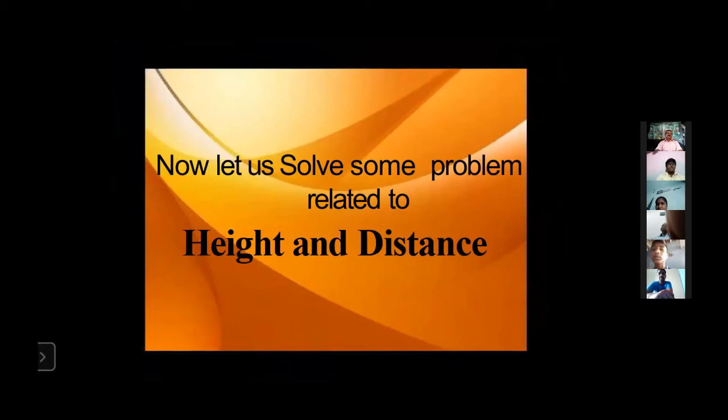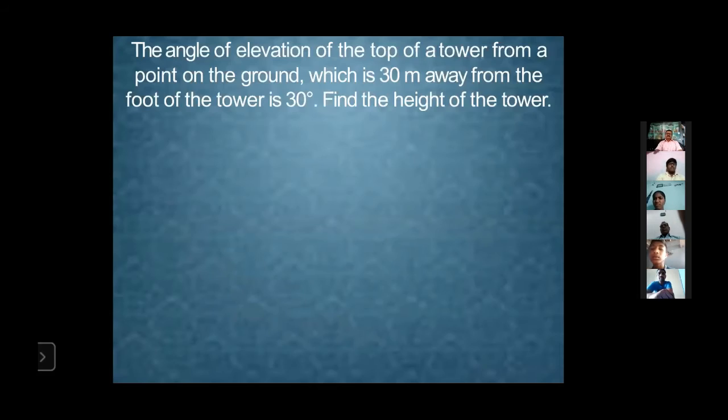Now let's solve some problems related to height and distance. Now we have exactly entered into applications of trigonometry. Now my question is: the angle of elevation of the top of a tower from a point on the ground, which is 30 meters away from the foot of the tower, is 30 degrees. Now find the height of the tower.